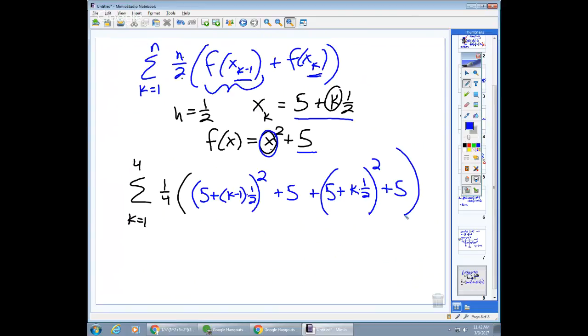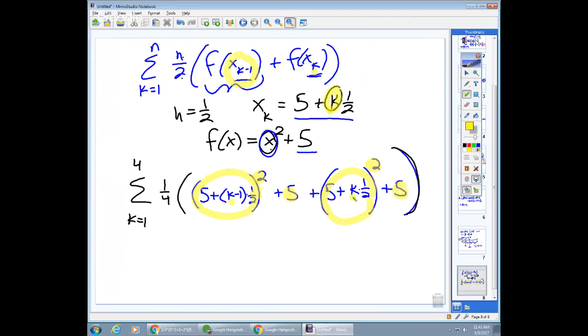It's a little more complicated because I have to plug the x value into the function in 2 different ways. Again, this is my function, x squared plus 5, and here it is again, x squared plus 5. First time, it's x sub k minus 1, so I had to adjust. Second time, it's just x sub k. So notice the only difference from here to here is there's a k minus 1 in parentheses versus just a k. But for n equals 4, this is super overkill.